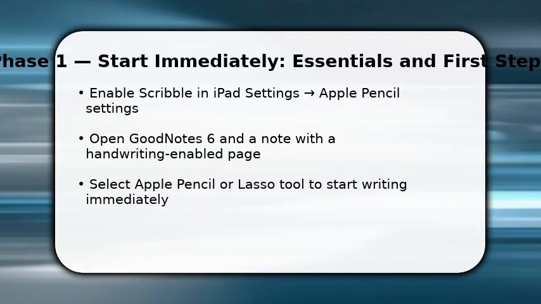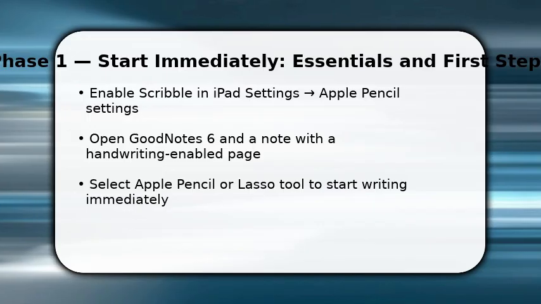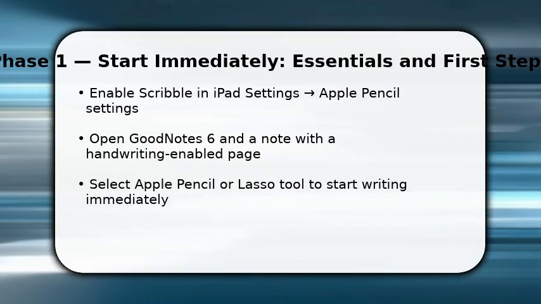You'll start by making sure Scribble is enabled in iPad settings. This connects handwriting to text recognition. Open Goodnotes 6 and pick a template with handwriting enabled. Choose the Apple Pencil tool, or, if you prefer, the lasso to convert later.